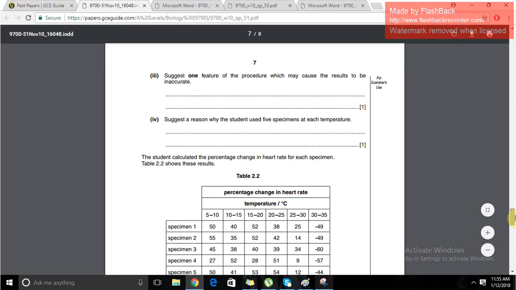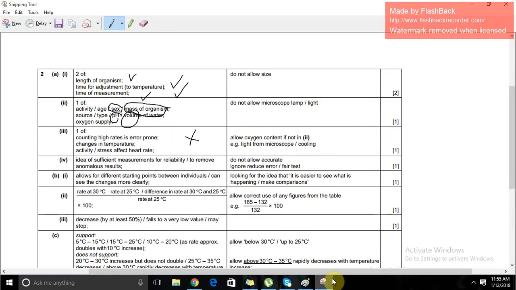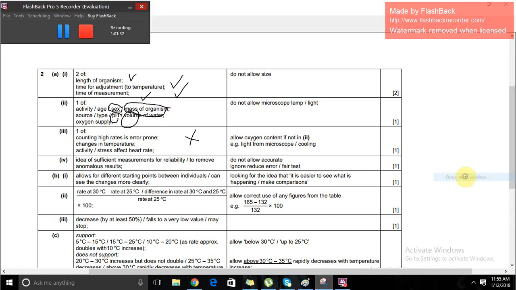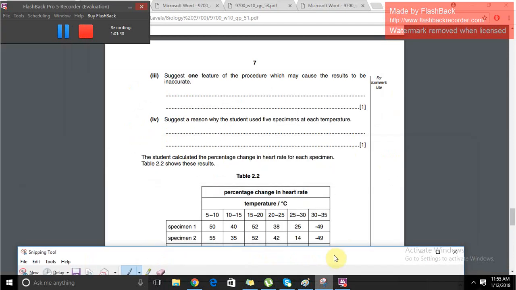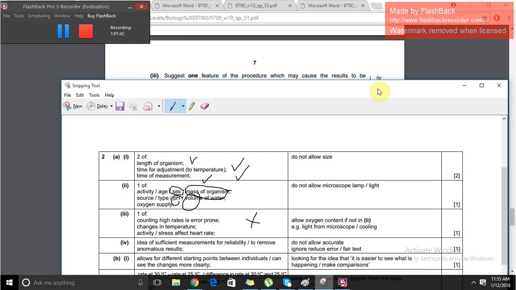One feature which may cause the results to be inaccurate: the heart rate is probably pretty high, so we may have some amount of error in this one. And then, suggest a reason why the student used 5 specimens at each temperature. Idea of sufficient measurements for reliability, to remove anomalous results.